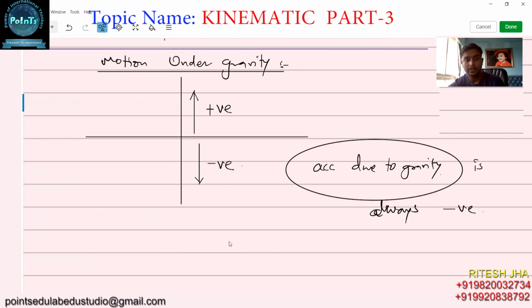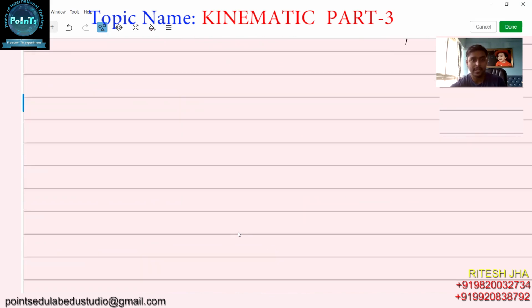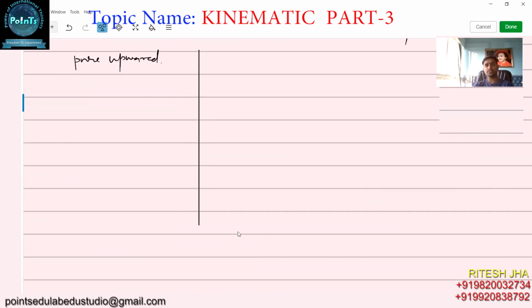Let's consider the pure upward motion and the pure downward motion. When I'm considering the pure upward motion, it means the object is going upward only. We are not mixing it with the downward motion. And the second is the pure downward motion.